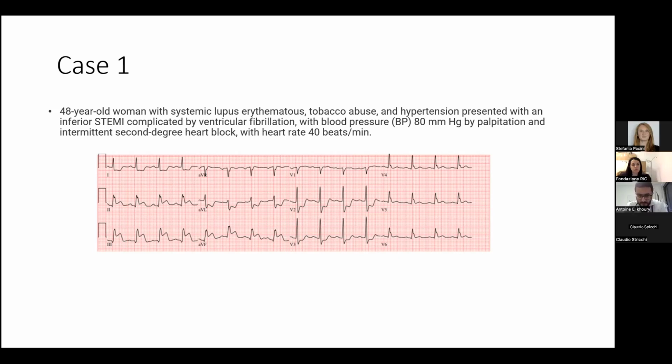So when we look at this ECG, we need to suspect an occlusion or a disease in the right coronary artery. And the patient also had a heart block as a complication of this, but it's not shown on this ECG. So the ST elevation MI was a complicated case. It's not just a normal case.